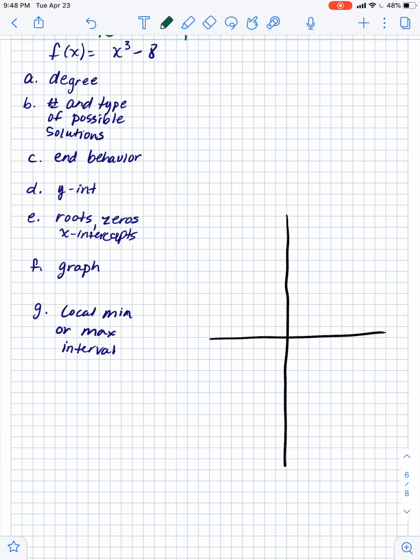So the first one here is, what is the degree of this polynomial? Okay, it is a 3. I already told you that. That's called a cubic. You do need to know the name of it. The next thing is, what are the number and the type of possible solutions, roots, intercepts, zeros? Those all mean the same thing, but what are the number and types of possibles?